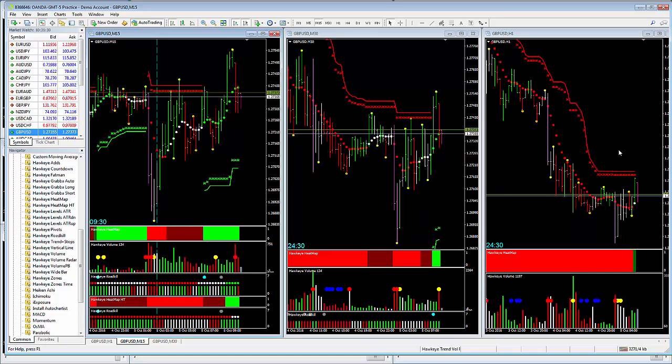Yes, you can use renko bars, TJ, absolutely. Tick charts, tick bars. If you have it available, then the Hawkeye volume trend will work with that. Absolutely.